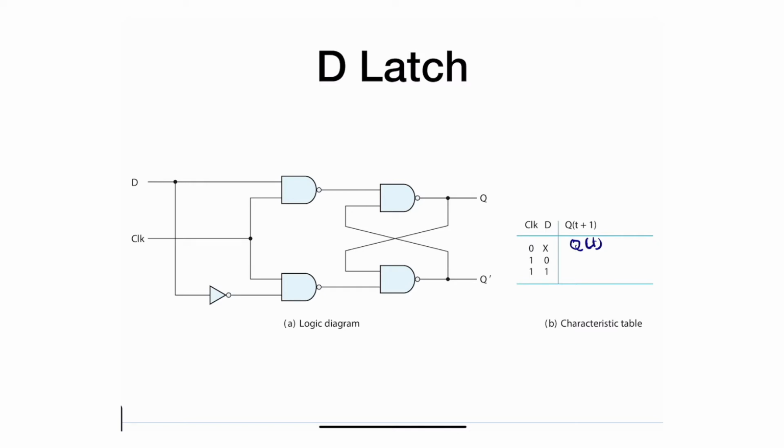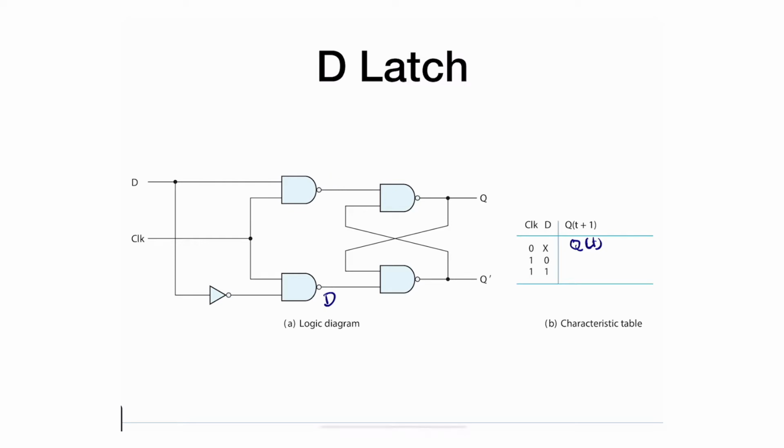All right, but now what about if the clock is 1? That means this is 1, this is 1, this is 1. So in here what I have is the following: I have D prime in here, and I have D in here. Now let's see what would happen. This is just the normal SR latch in here, the normal SR latch that is using the NAND gates.